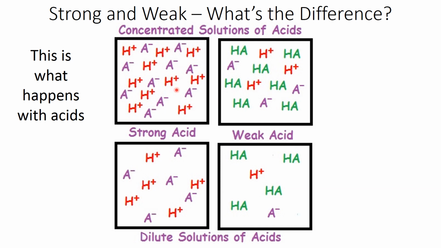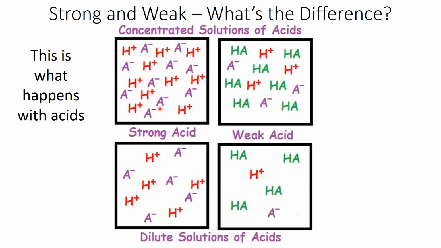Now on to a strong acid, which is concentrated. Here I've got the same 10 particles that I have here, but all 10 have ionized. So this is considered a strong acid. Notice that down here, this is not a weak acid. This is still a strong acid. It's just dilute.